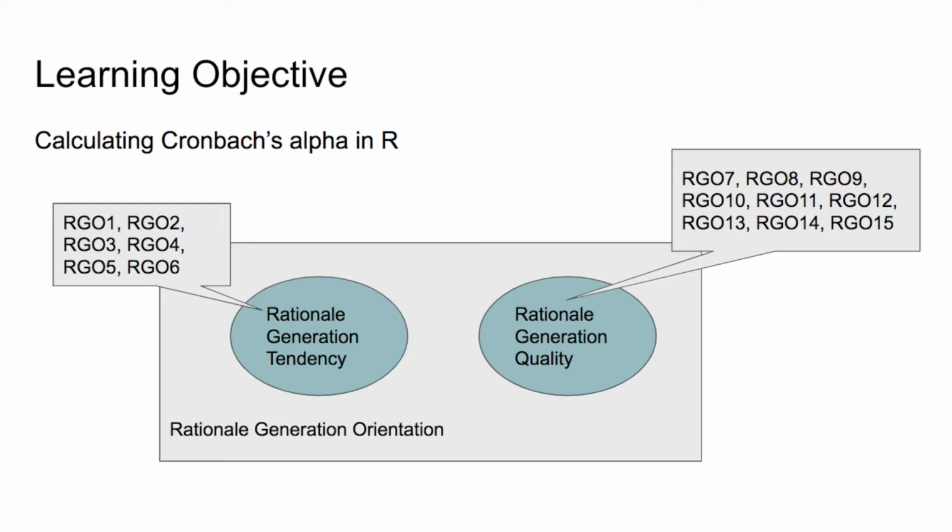In my sample data, I have a self-developed scale called rational generation orientation, which includes two subconstructs, rational generation tendency and rational generation quality. Today, I will use this scale as an example to show you how to calculate Cronbach's alpha in R.